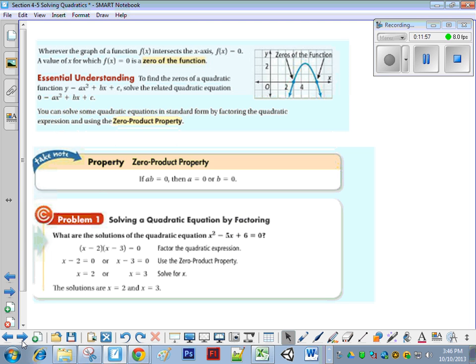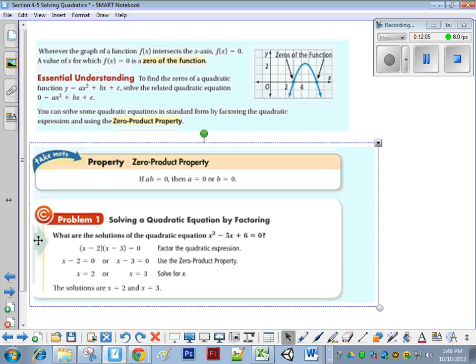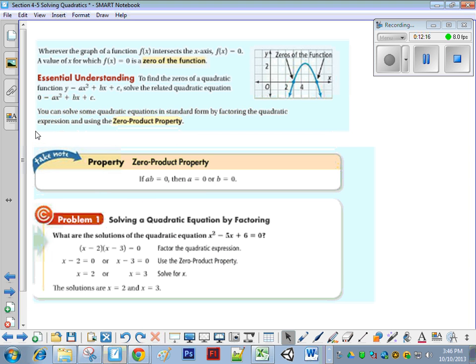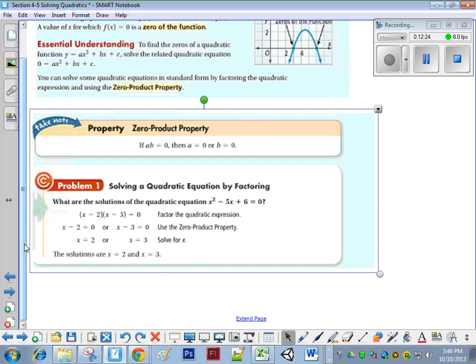Okay, now next on here, these are some of the theories from our textbook in section 4-5. It talks about what the zero of the function is, what we just talked about. Wherever it intersects the x-axis, it's called the zero of the function. To find the zeros, solve the quadratic equation. There are many ways of solving it, and here's an example of factoring.